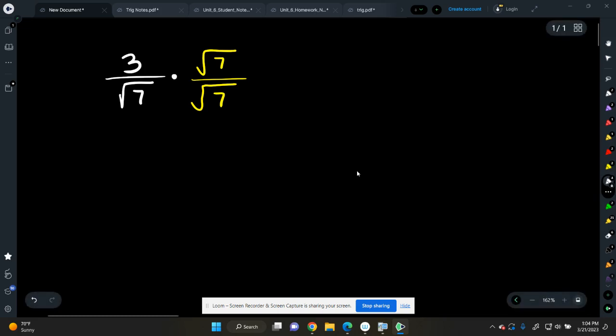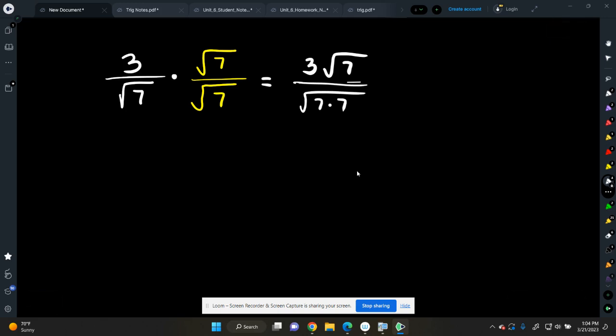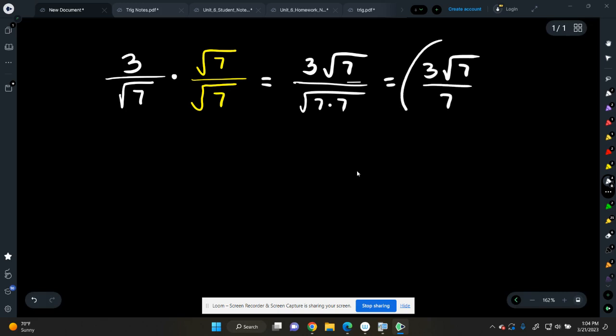So we're going to multiply by the same thing on the top and the bottom. When we do 3 times the square root of 7, we can't really do anything with that. That's just 3 root 7. But on the bottom, we have the square root of 7 times the square root of 7, which just equals 7, right? And that's our answer.